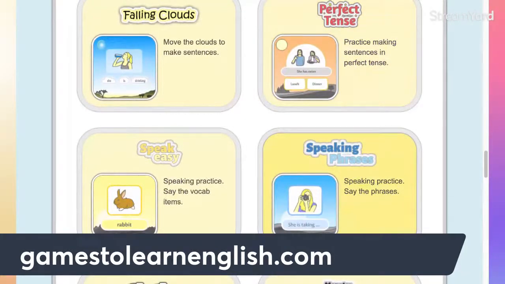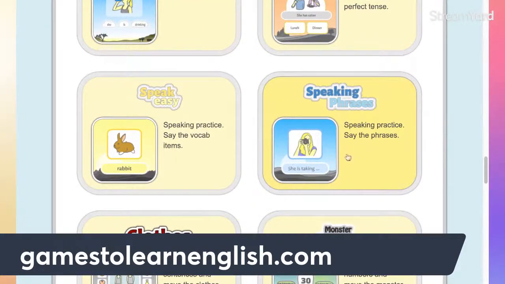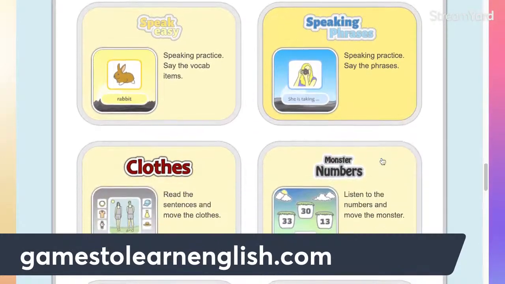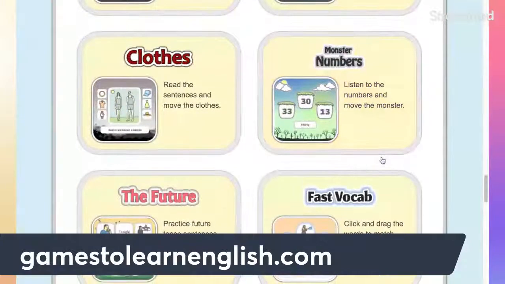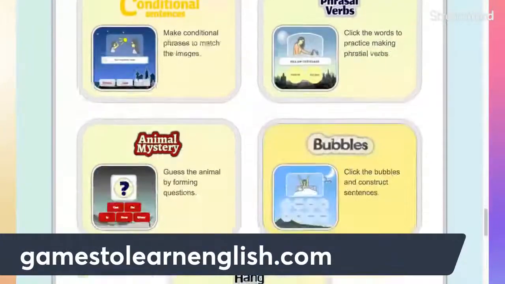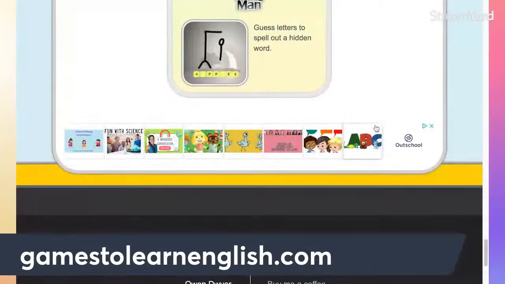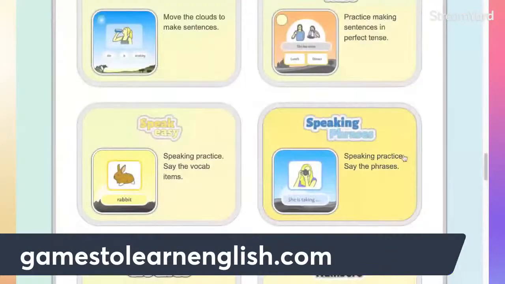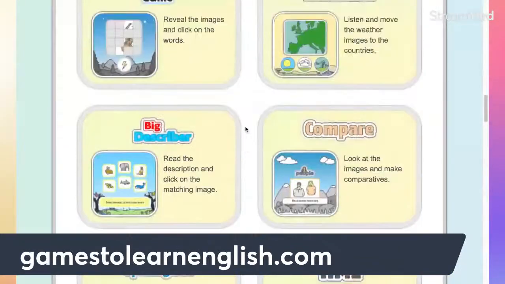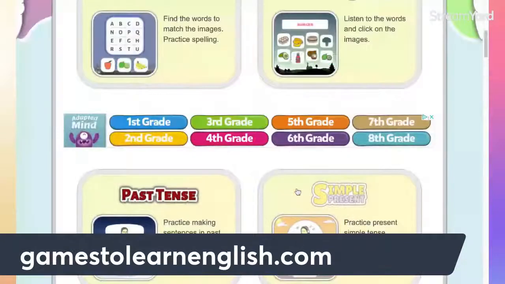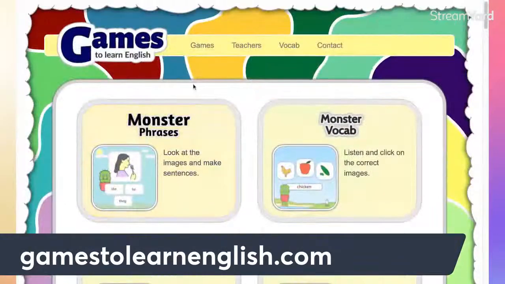If you are having trouble with sentence structures, you can practice falling clouds. Speaking phrases is really good because it shows a picture and you have to pick the other part of the sentence. There's just a lot in here that you can practice. I really enjoy this website for teaching students. So let's go through a couple of these. This is GamesToLearnEnglish.com.